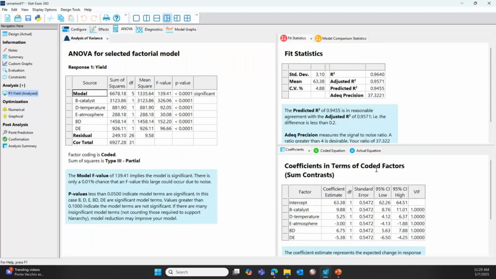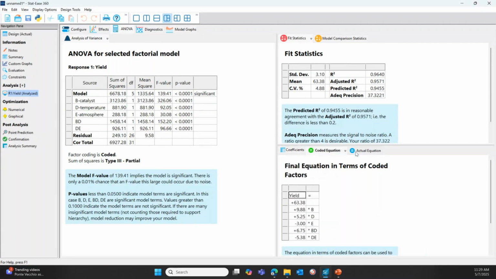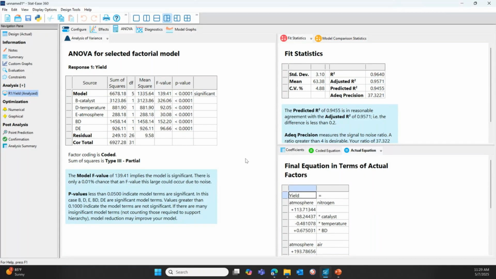Now, just so you know, down here in the bottom we have these equations, coded equations and actual equations, but the key is we are creating these predictive models based on the data that we've collected, and those predictive models include all the statistically significant terms.